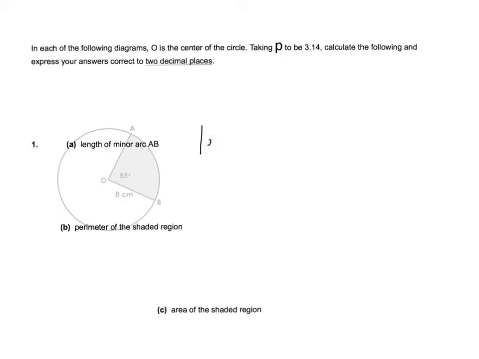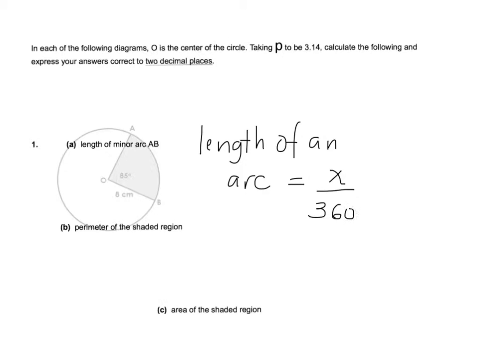So the length of an arc can be obtained by, let's say, the measure of the angle, let's name it x, divided by 360 degrees. And then since the arc is just part of the circumference, it's x over 360 times the circumference, 2 pi r. Right? Now, we need to know what is x and we need to know what is r.